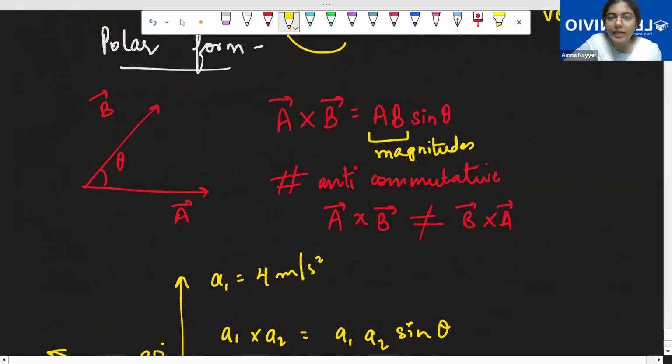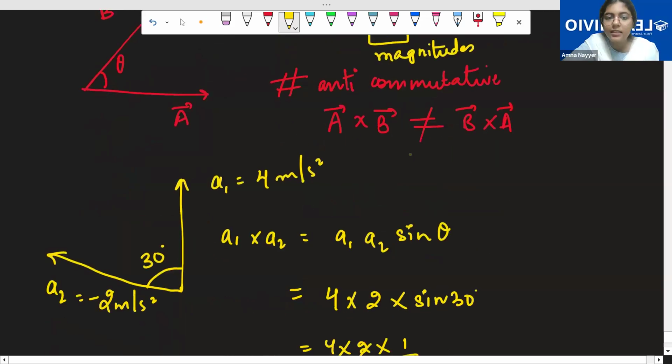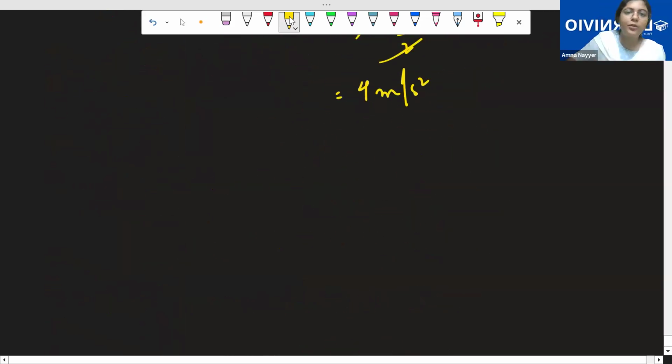So it is anti-commutative, that is important. We take sine theta here. And this is one example. Let me give you a question.